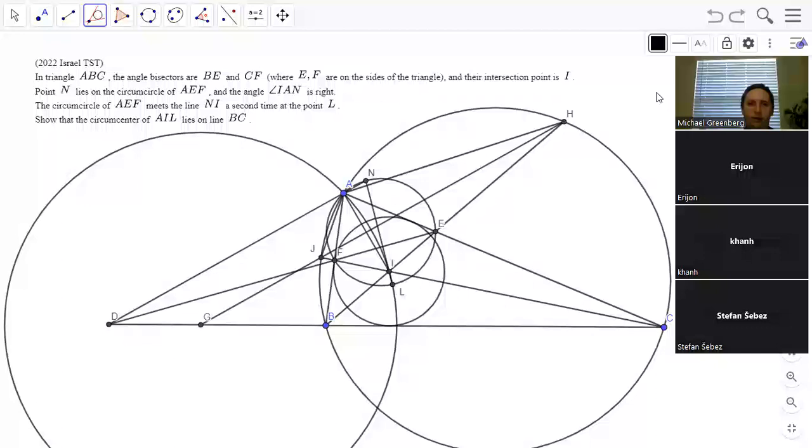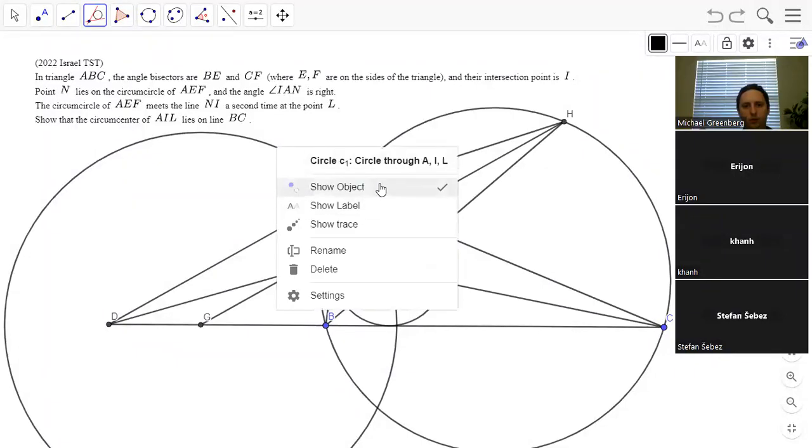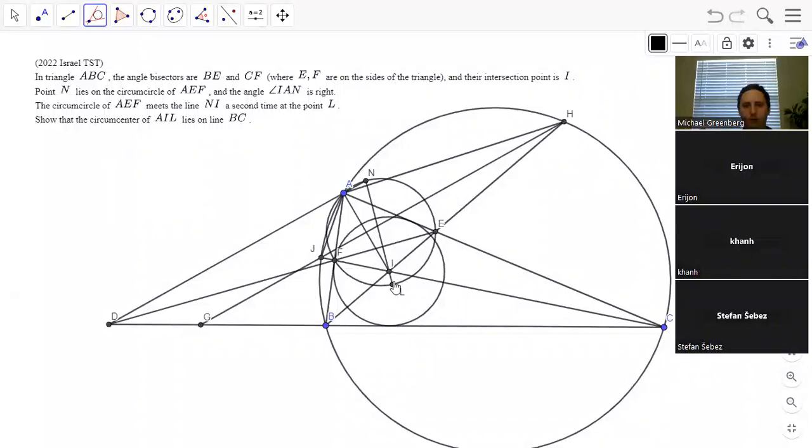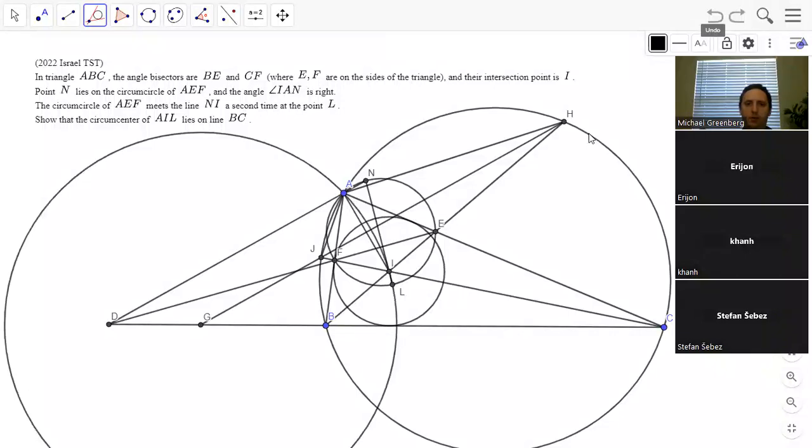So yeah, we don't even really need this circle. We just want to show GL is tangent. Well, GL and GA are both tangent, but I think we could probably use harmonics to prove GA is tangent, right? So this looks a lot like another problem I did on Discord.